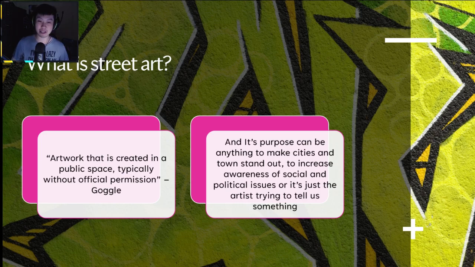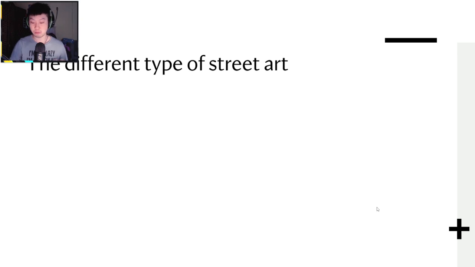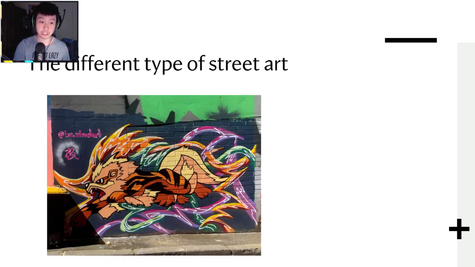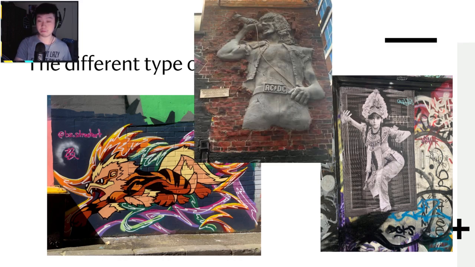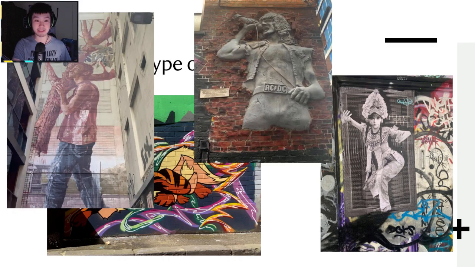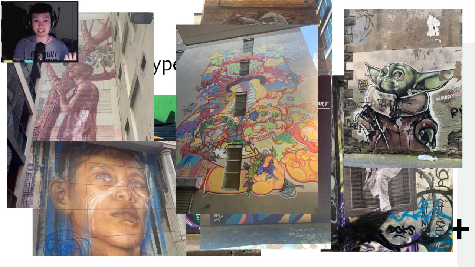It can be as simple as making cities and towns stand out more, or it can be more serious, like increasing awareness of social and political issues. It can be whatever the artist wants to tell us. And what are the different types? Well, it could be as simple as graffiti, stencils, sculptures, stickers, and there are so many different types that I couldn't possibly tell you.